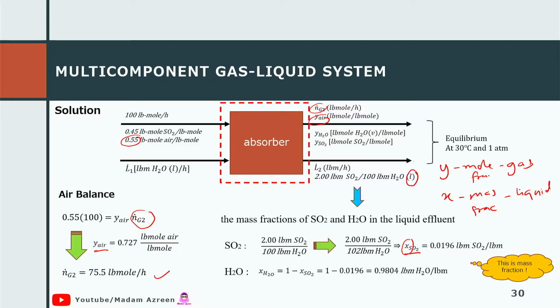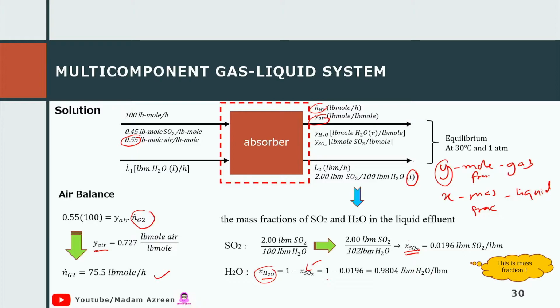So for gas, we use Y. And then we can determine the mass fraction X, which is this one. We have the mass fraction of SO2, so we can determine the mass fraction of water, which is 1 minus the mass fraction of SO2. This is mass fraction, not mole fraction.